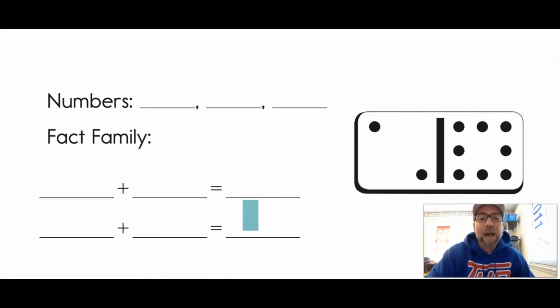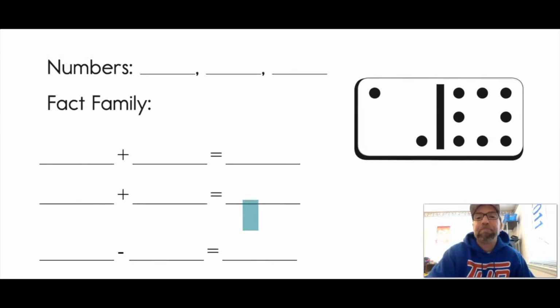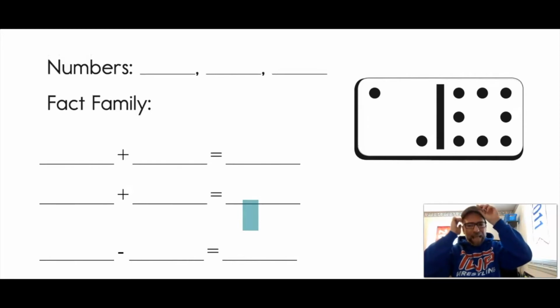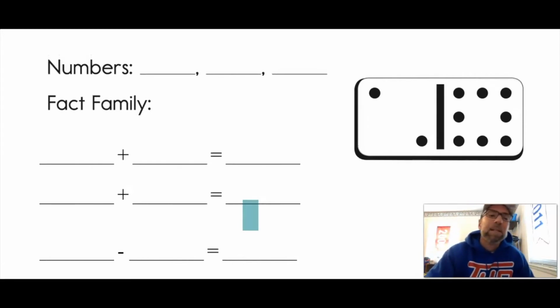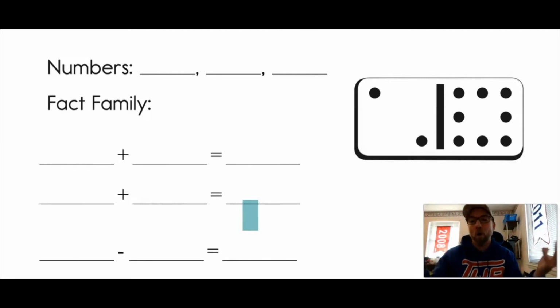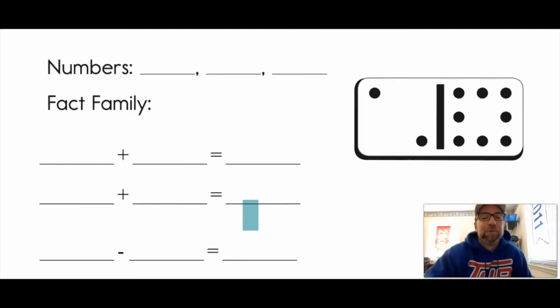I want you to copy my domino. Copy the dots that you see on my domino. See if you can come up with our 3 numbers. How many are in one part? How many are in the other part? How many are in all? See if you can come up with the numbers of this fact family.